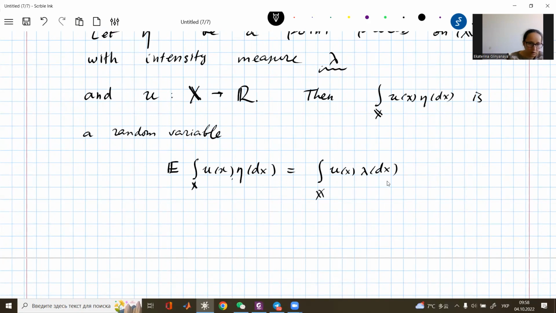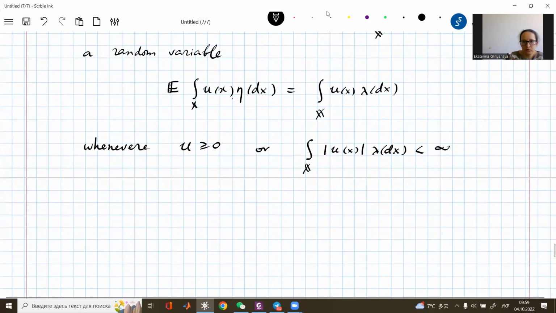And this is true whenever u is positive, or we should know that this u is absolutely integrable with respect to the measure lambda.